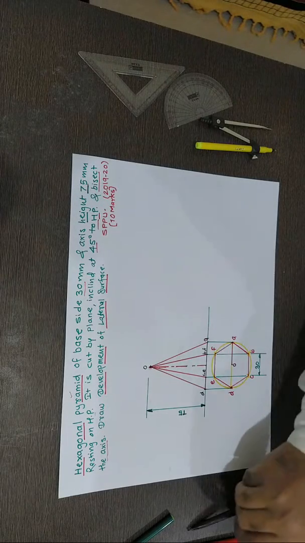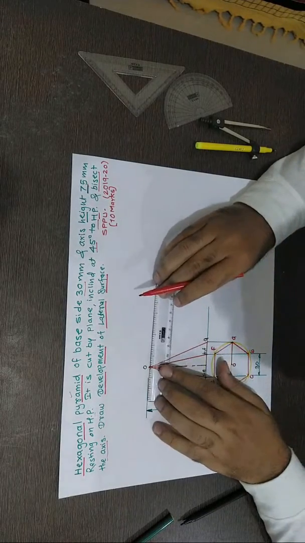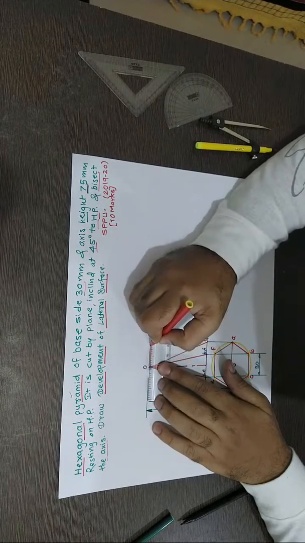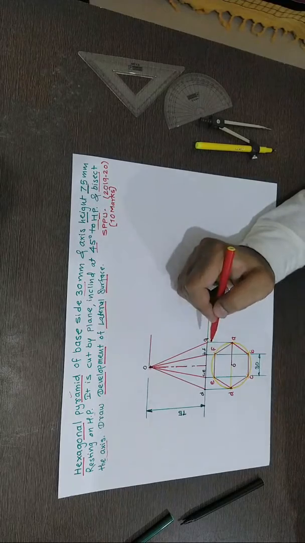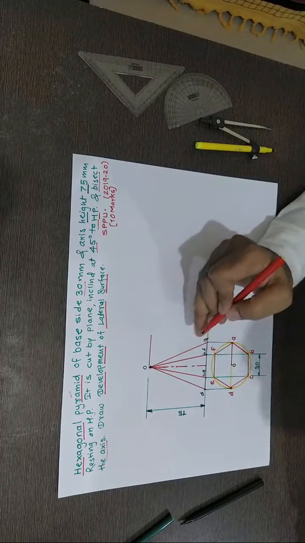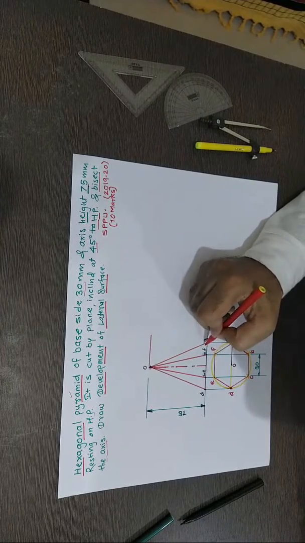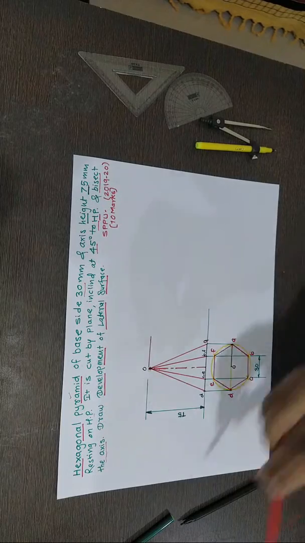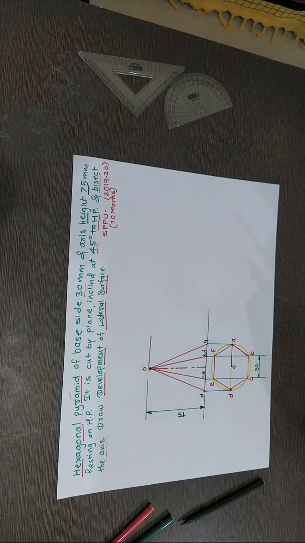Now, first, for reference, I'm just making this clear. To the OA edge, I need to draw one line exactly parallel to this OA, because the top view of OA is parallel to this line, so it shows the true length. So first, you can draw the top view and the front view of the given dimensions.